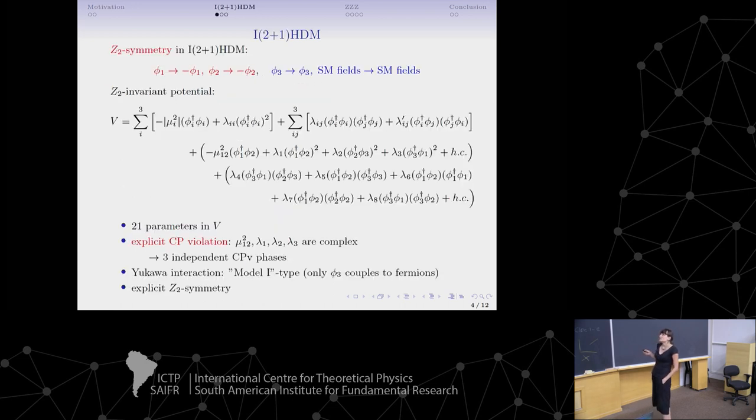So the symmetry is defined here. Under this symmetry, one of the doublets and the standard model fields are even, and the extra two doublets that we added are odd.